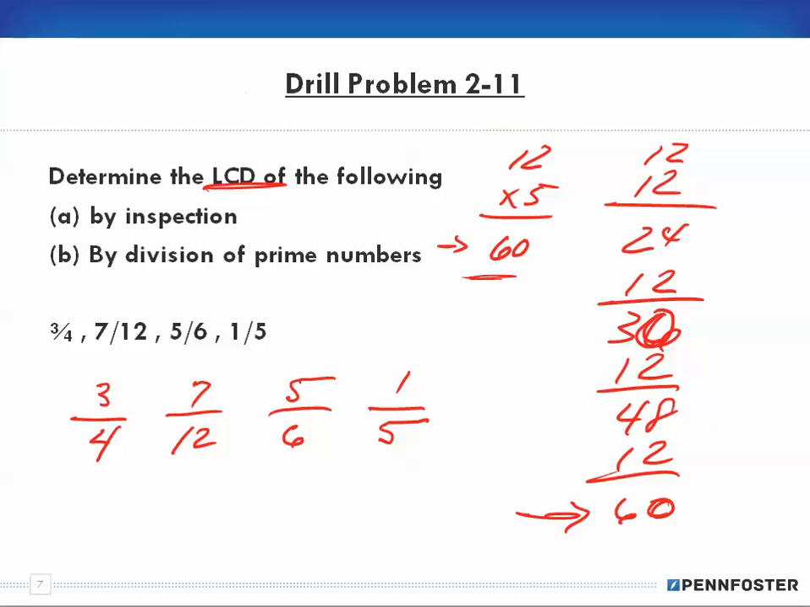Okay, now let's do it by inspection. You'll have to bear with me on this, and I'm going to get a new page here, okay? And I'm going to rewrite the numbers.